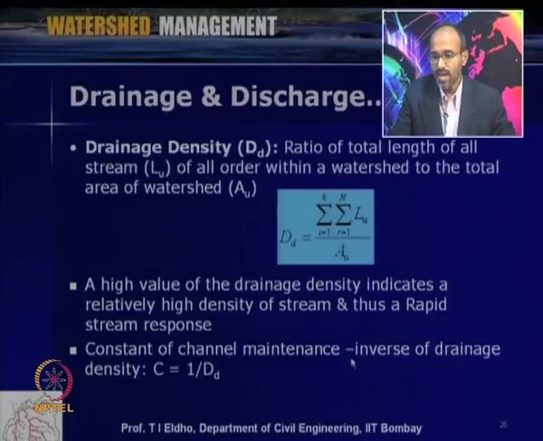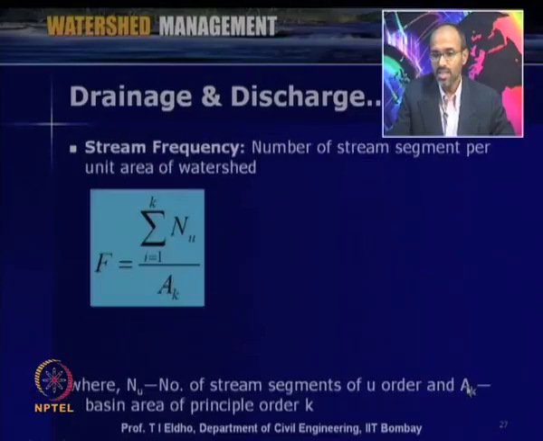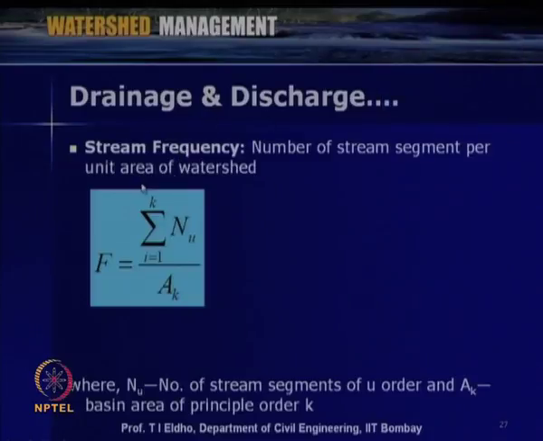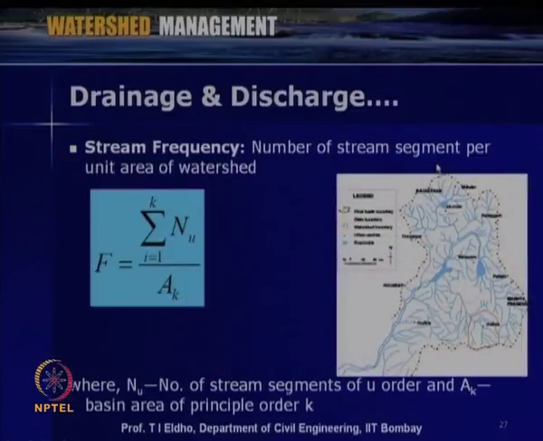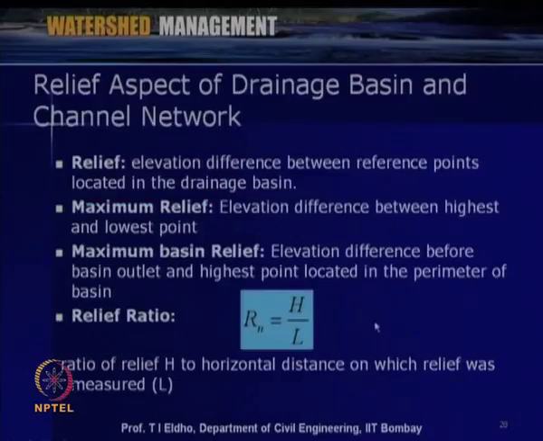Then the constant of channel maintenance is the inverse of drainage density. So, we can define another term called the constant of channel maintenance, that is E is equal to 1 by drainage density. Then, as far as drainage is concerned, we can also define stream frequency. It is the number of stream segments per unit area of the watershed. So, F is equal to the sum over i equal to 1 to k of Nu divided by Ak, where Nu is the number of stream segments of uth order and Ak is the basin area of the principal order k. So, this is as far as stream frequency is concerned.